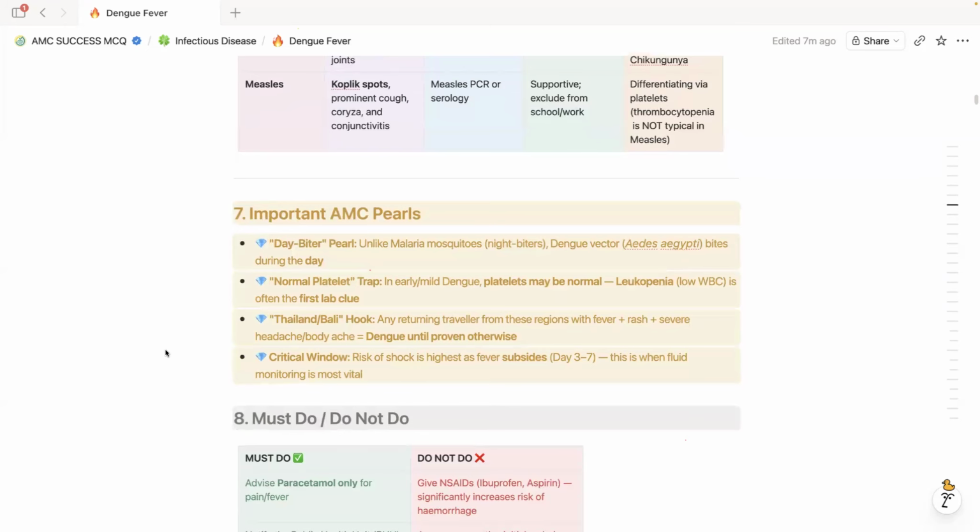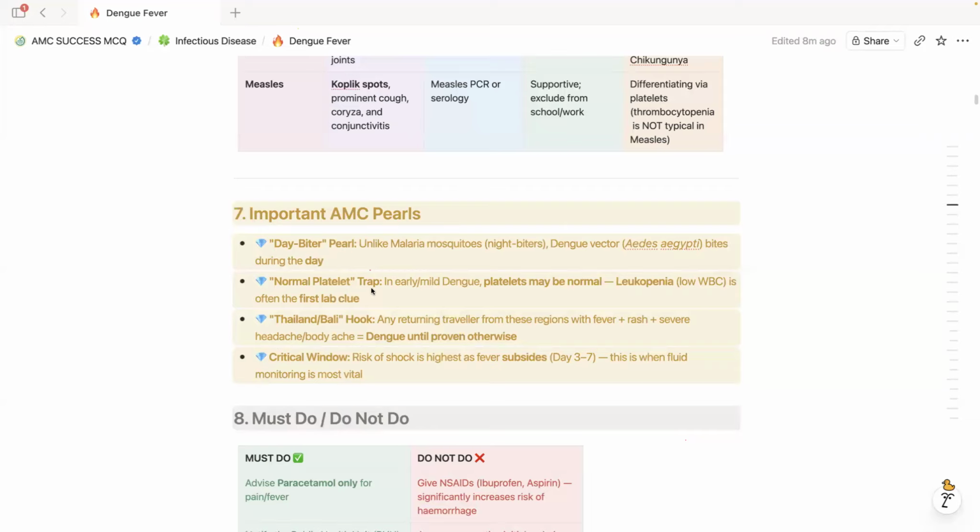Important points, doctors: the dengue vector, Aedes aegypti, is a day biter, unlike malaria mosquitoes, which are night biters. The dengue vector can bite during the day. Malaria is spread by night biting, but this one bites during the day.